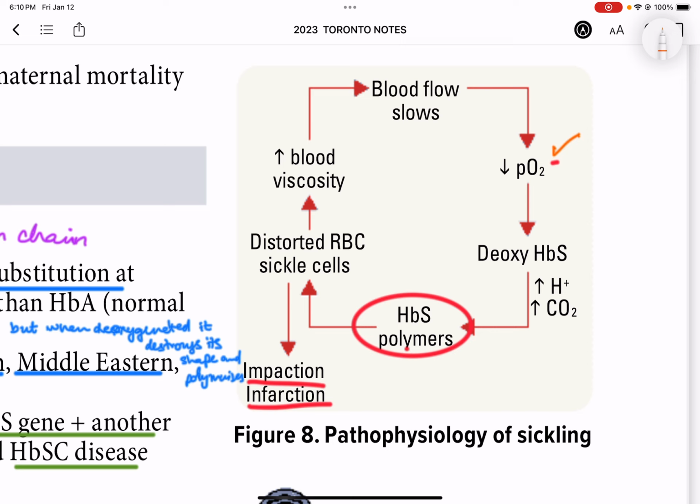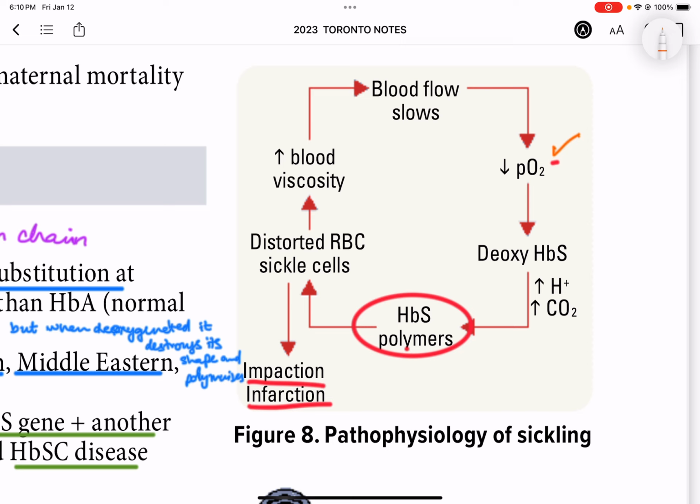That would lead to more and more deoxygenated hemoglobin S, and then hemoglobin S will polymerize. Those polymers will form and they'll distort RBCs, and then there will be formation of sickle cells, and they're going to occlude the vessels. They're going to increase the blood viscosity too. They not only just occlude the vessels, they just rupture themselves too.